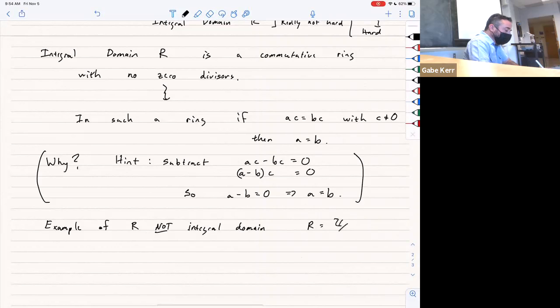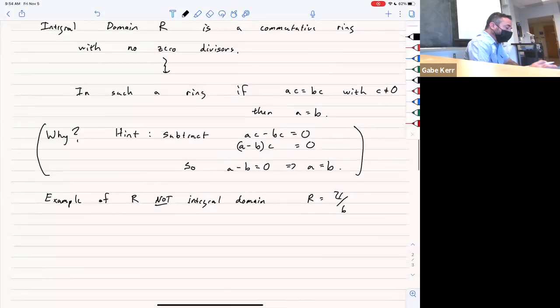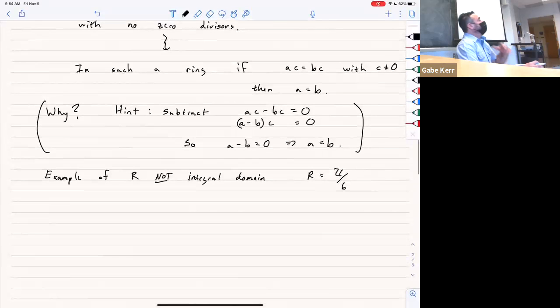Something like Z mod 6 would be a good ring, sort of. Well, Z mod 4 would work too. 2 times 3 is 0. So there are a lot of these. And in fact, that whole class of examples, product rings: if I have two non-trivial rings and take their product, that's always going to have zero divisors.